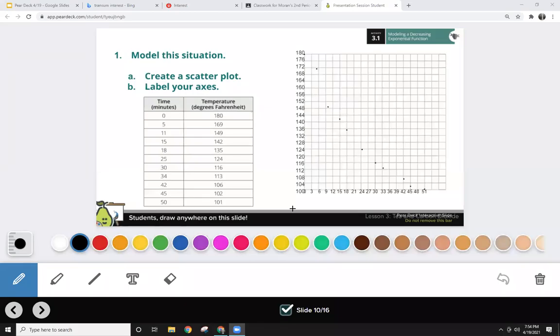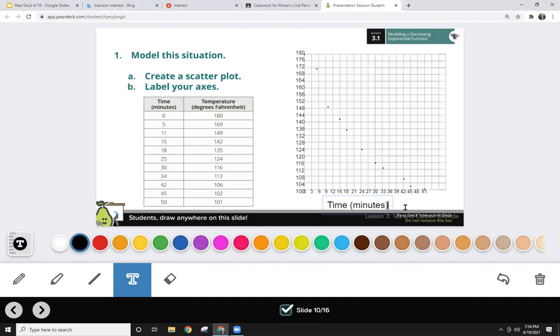Okay, so here's the video for the Pear Deck for today, April 19. So I went ahead and did the domain, or the X values, for the time for minutes. Let me see. Got to label it too. So this is time in minutes. And I went by three, so 3, 6, 9, 12, 15.